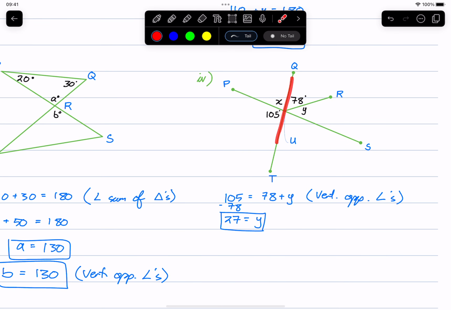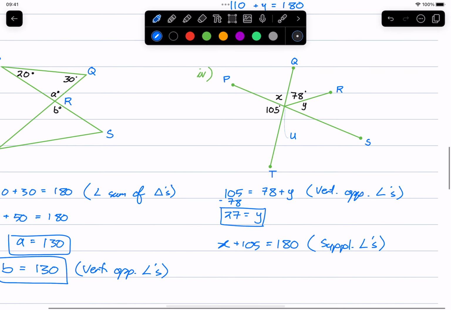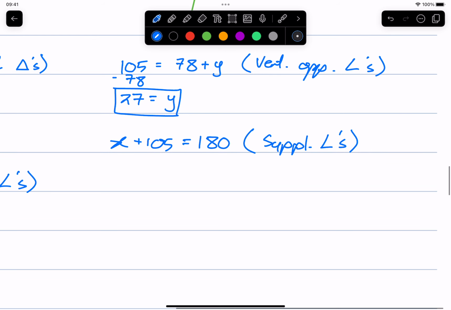And for x, this is actually a lot easier. If you just imagine this being a straight line, we chop it at this point. So we can just say x plus 105 equals 180 degrees. That is because they are supplementary angles. From this, we can see that x must equal 75 degrees.